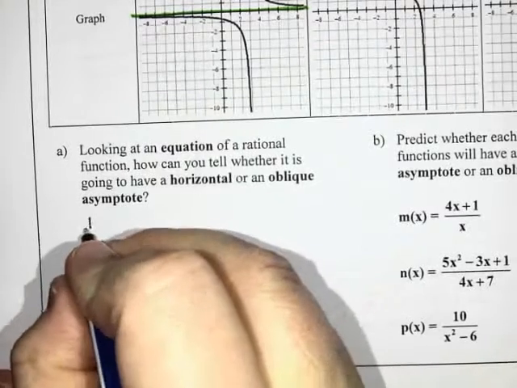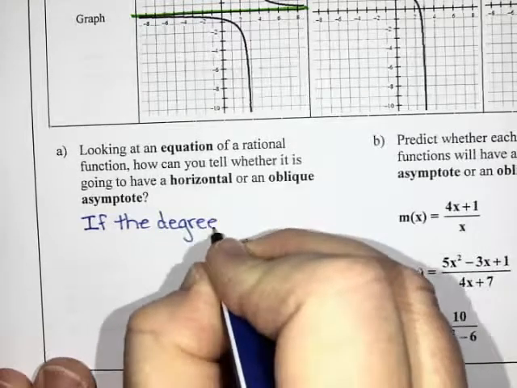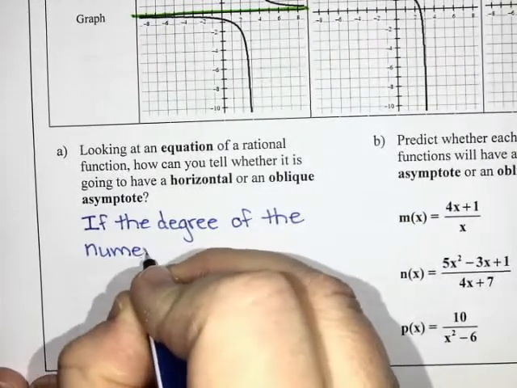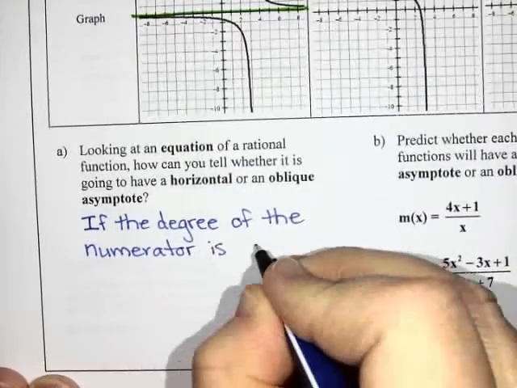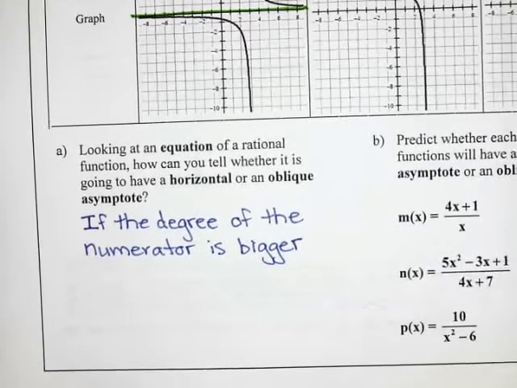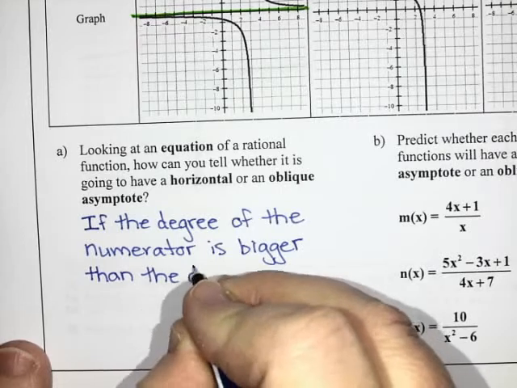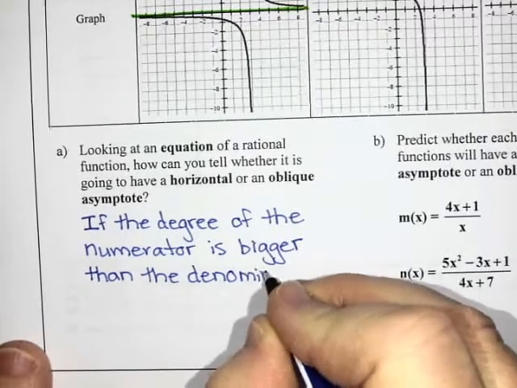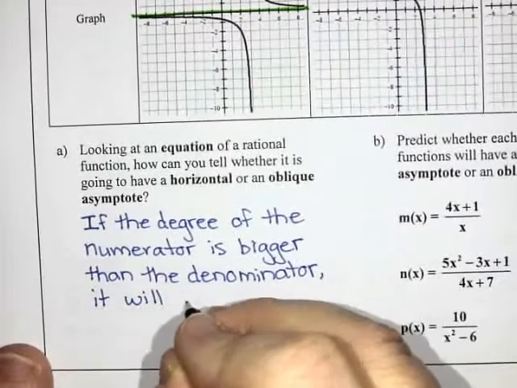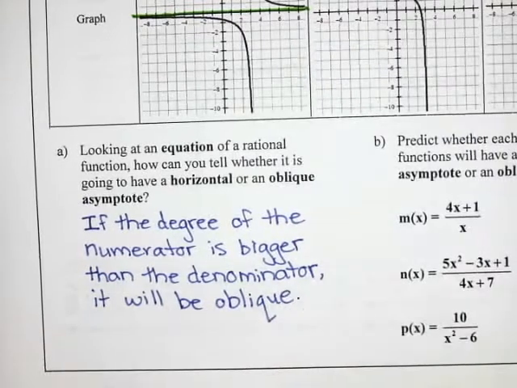So I'm going to say if the degree, that's the highest exponent, so if the degree of the numerator is bigger than the denominator, but I am talking about the degree, I'm going to say it will be oblique. And if not, it's horizontal.